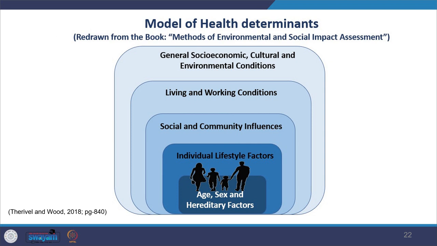So in the diagram, you can see determinants of health ranging from individual lifestyles, which are influenced by social and community networks, which further depend on the living and working conditions, which further influence the socioeconomic, cultural, and environmental conditions. So you think of health condition in your city or in your village, think how it varies with what conditions you live in, what your age is, what your gender, culture, and what lifestyle you follow. So wherever you are, whatever the culture is, whichever condition you live in, your health condition would vary a lot, and how you see your health condition would also vary.